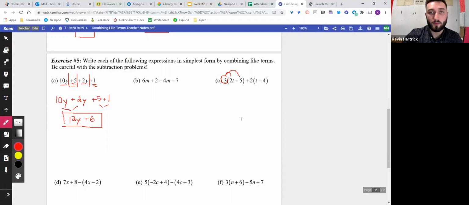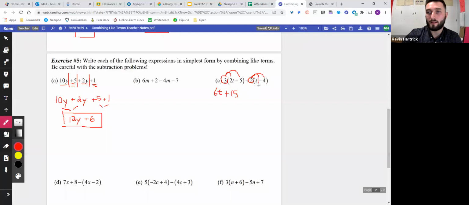Remember, I need to distribute to both things that are on the inside of parentheses. So I've got 6t because 3 times 2 is 6. 3 times 5 is 15, plus 15. Okay, that takes care of this portion. I've gotten rid of the parentheses. That was my objective. Now I'm looking at this portion. Again, distributive property. Make sure I do it to both terms that are on the inside.